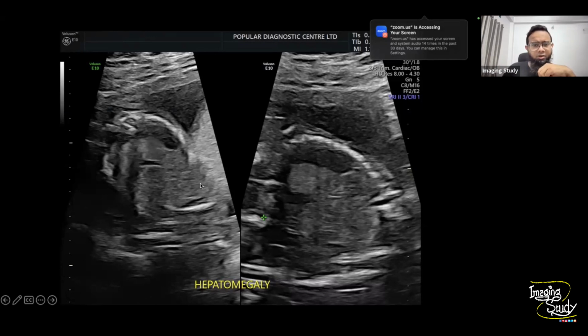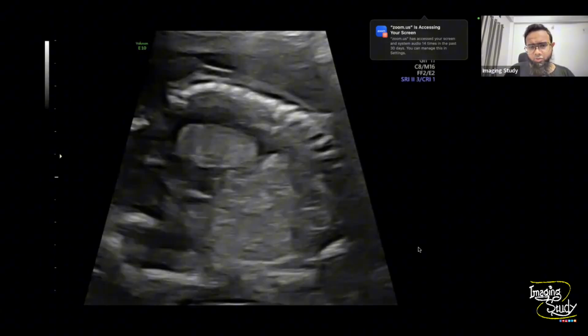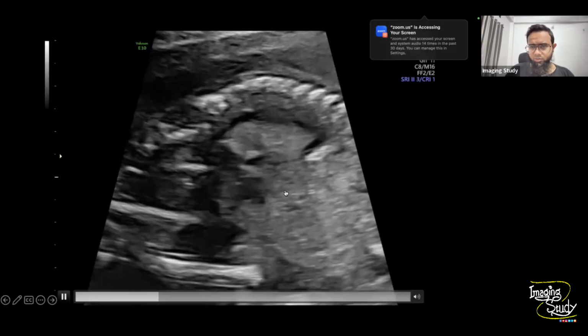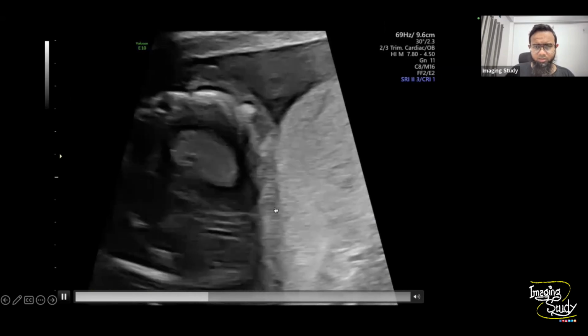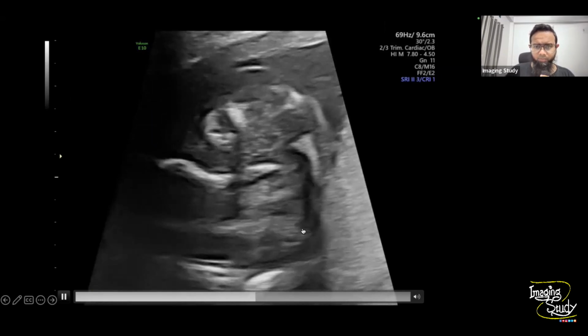So we check the liver. It looks quite enlarged in comparison to the other structures. I missed the measurement here, but it looks quite enlarged for this age. So we suspected some hepatomegaly in such cases. So the liver was quite big. And you see, the liver is quite big. It is covering the whole of the abdomen.